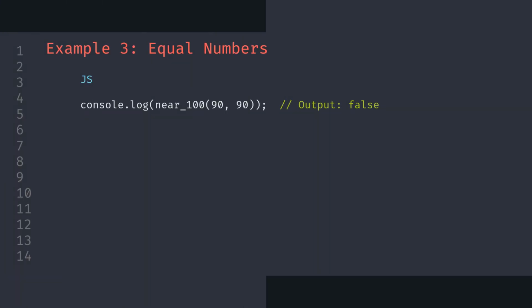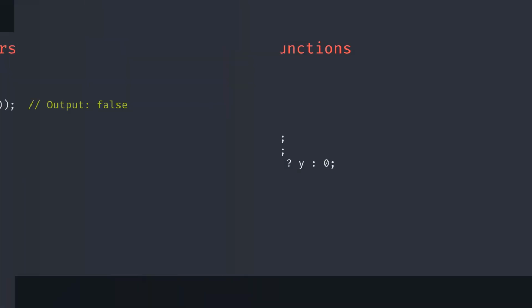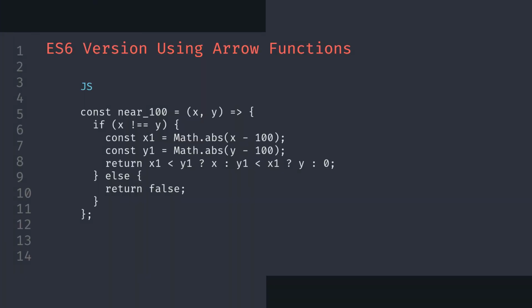In this case, both numbers are equal, so the function returns false because there is no distinct number closer to 100. Here's the ES6 version of the code using arrow functions. The functionality remains the same, but the syntax is more concise.